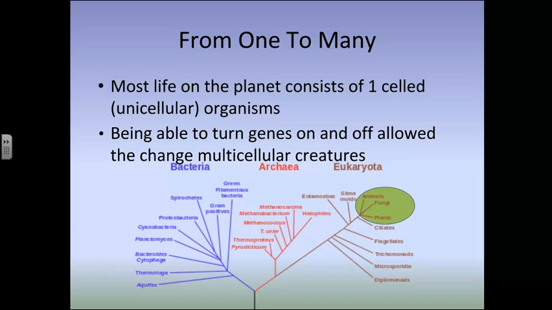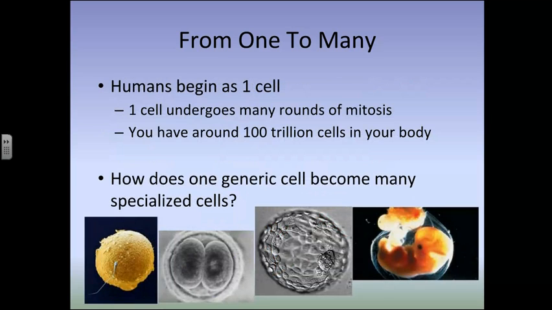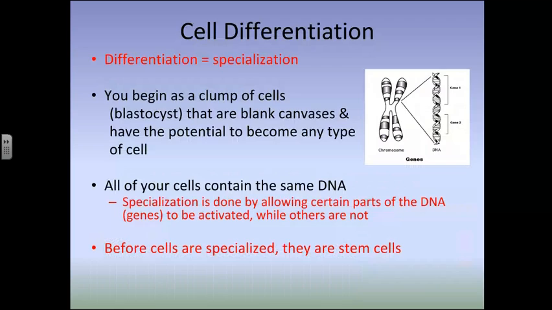And really, being able to turn genes on and off allowed the change to multicellular creatures. And that's a pretty special thing. Humans, being multicellular creatures, actually do start as one cell, and that one cell is going to undergo many rounds of mitosis until you have about 100 trillion cells in your body. So that one cell has to really turn into all of the different parts of you. We call that process differentiation, which is the same as specialization.